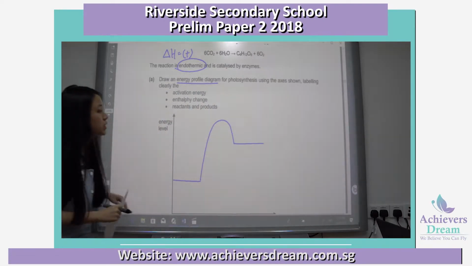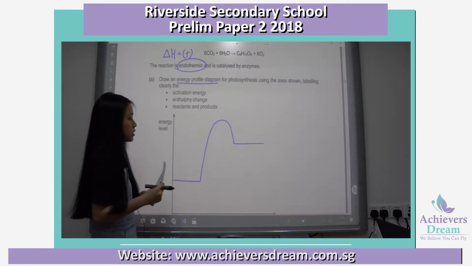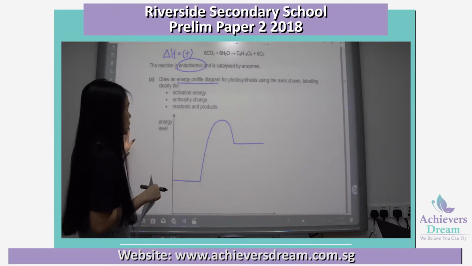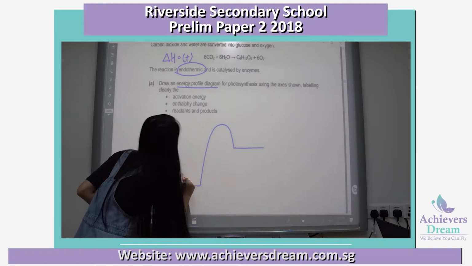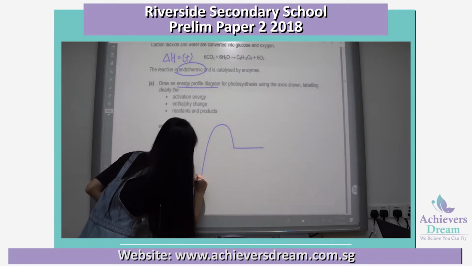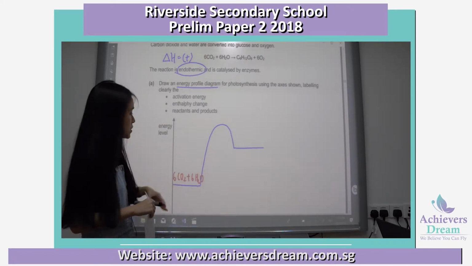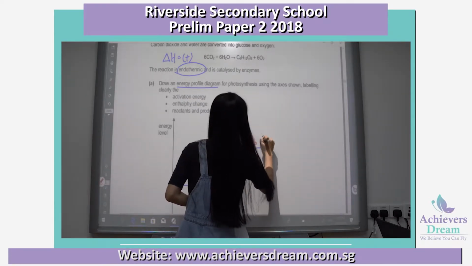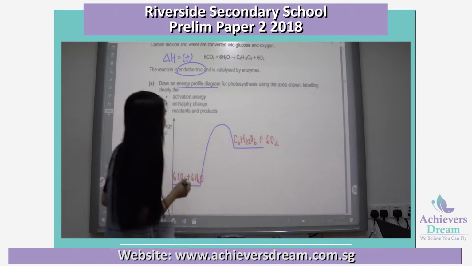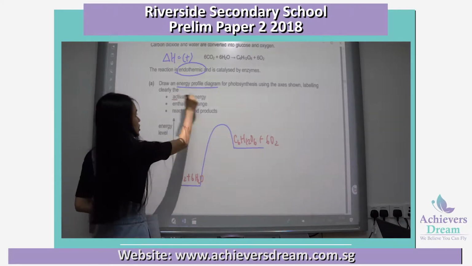So this will be the shape for an endothermic reaction. But besides that, what should we include? We also need to include the reactants. So what are the reactants here? Your carbon dioxide as well as water, and the products will be glucose plus oxygen. We also need to include the activation energy.